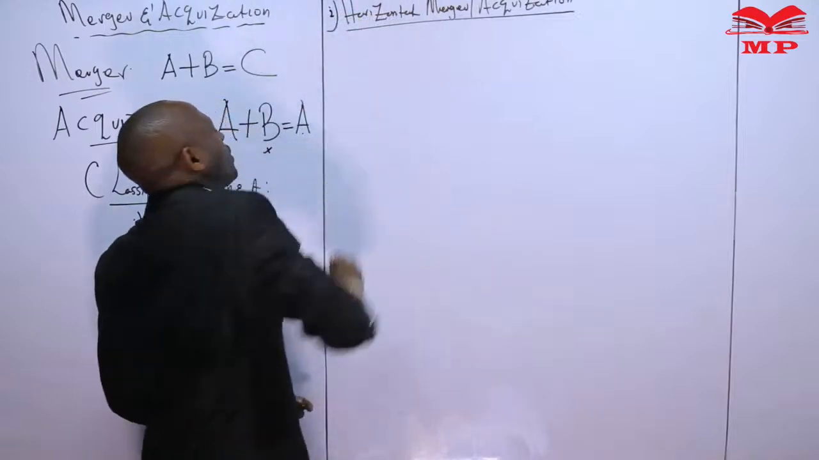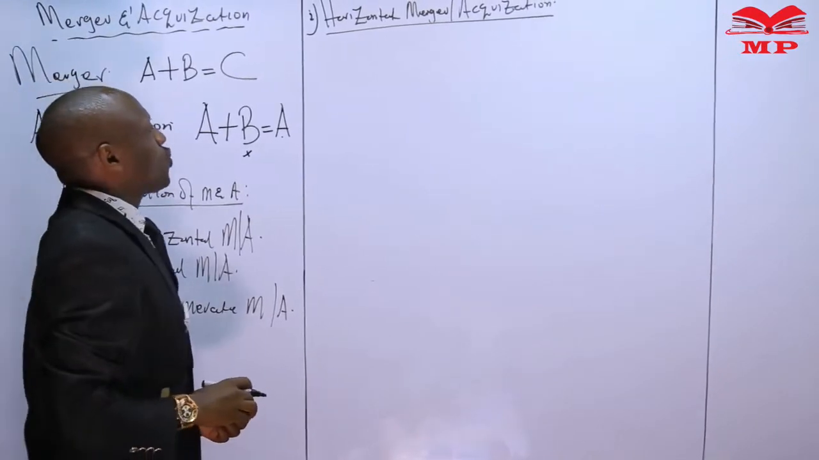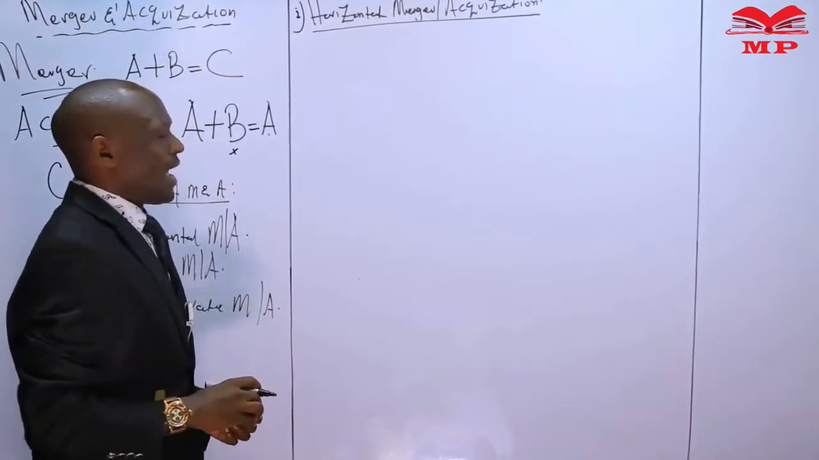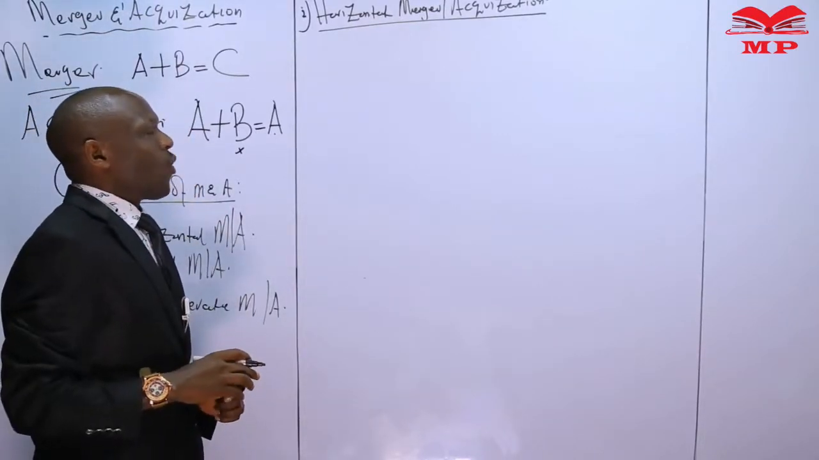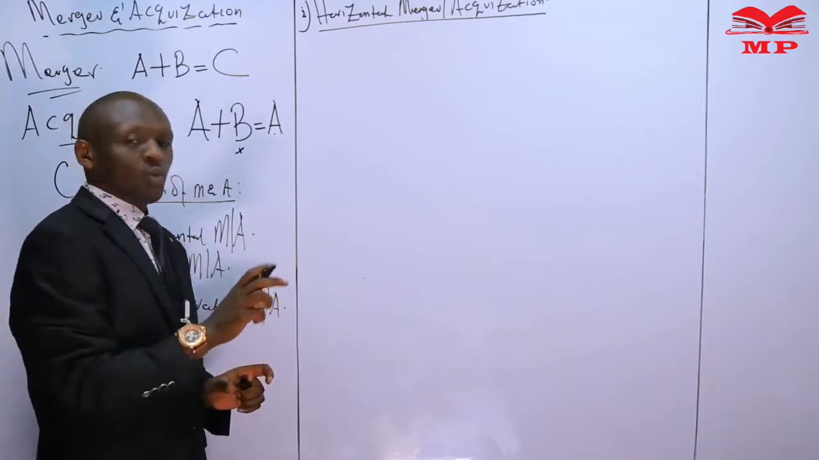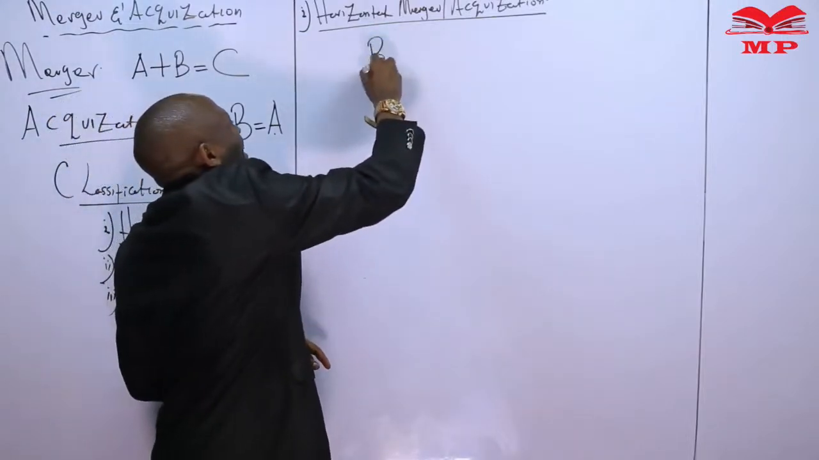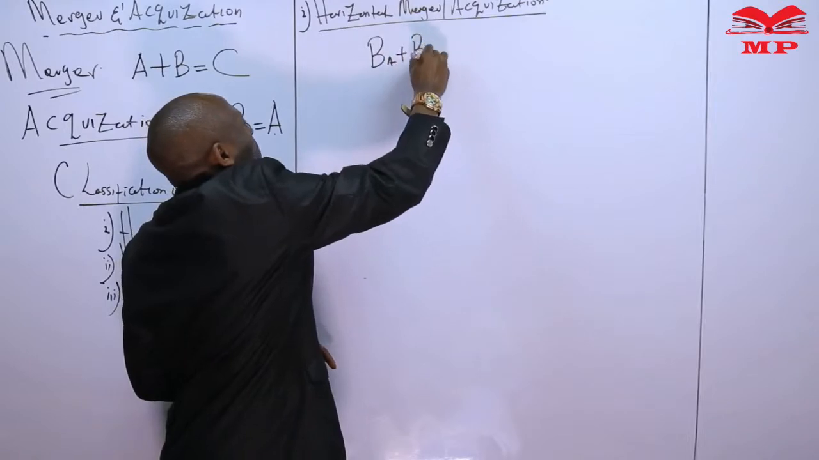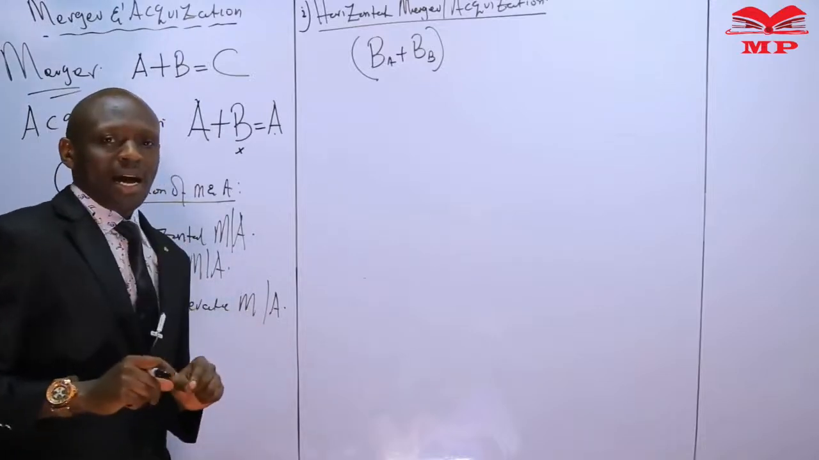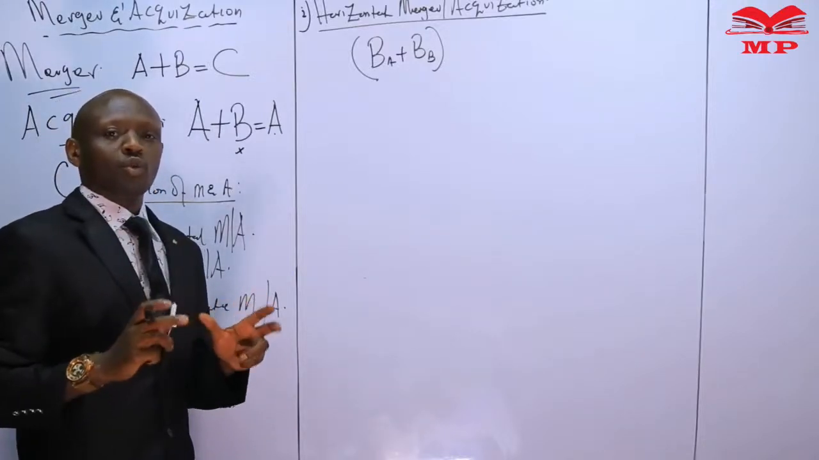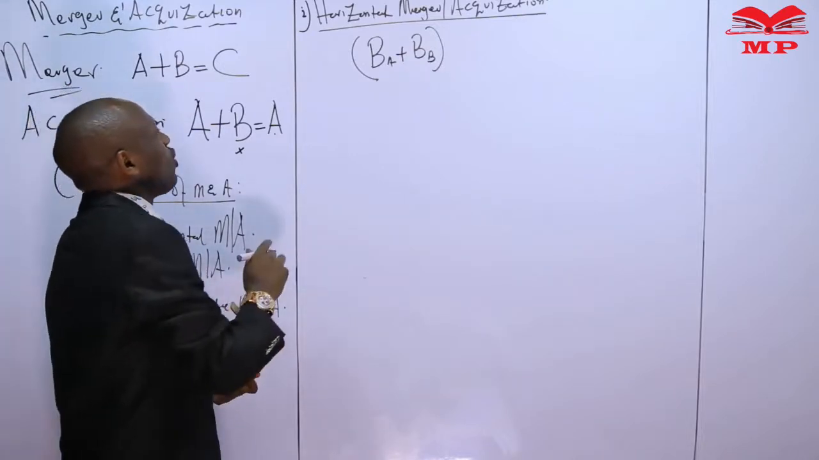What do we mean when we talk of the horizontal merger and acquisition? In this case, two firms are combined together, and these two firms are in the same level of business. For example, we can have two banks combining together. They are at the same level of activity. So if we have a bank A, you add a bank B, you will have one entity. In a horizontal merger, it is simply a combination of two or more firms that are at the same level of activity. That is the horizontal merger.